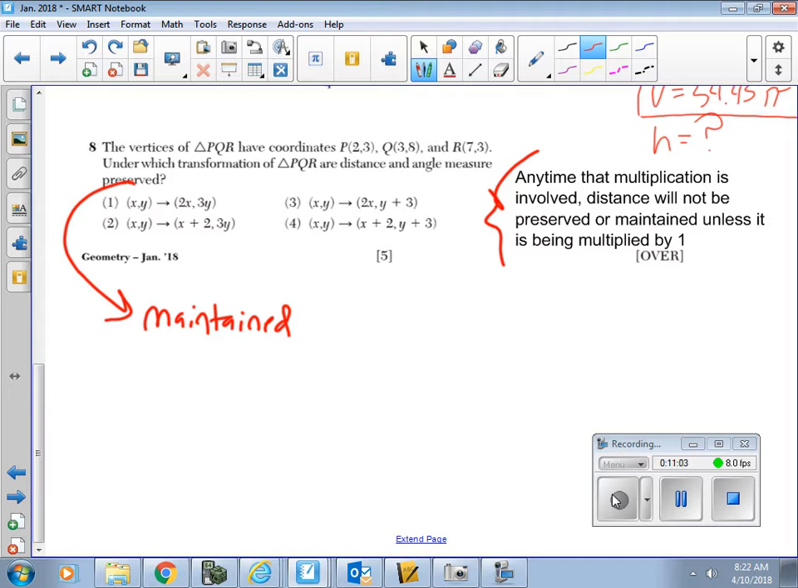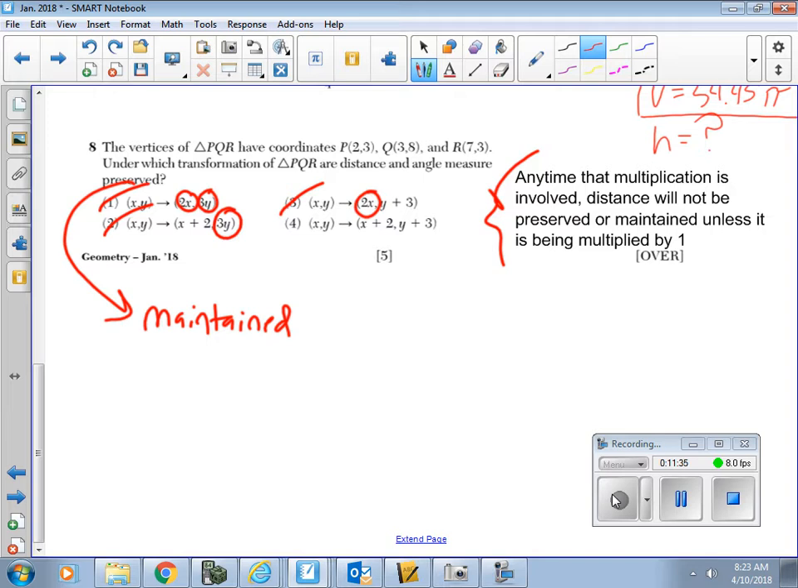So if you look at 1, do you see how you have 2x and 3y? That means that the x value is being multiplied by 2, the y value being multiplied by 3. That means the distance is going to change. The side lengths are going to change. Okay? Same thing here for number 2. You have 3y. That means your y value is being multiplied by 3. So that's no good. So 1 and 2 are no good. On number 3, your x value is being multiplied by 2. That's no good. That's going to change distance.